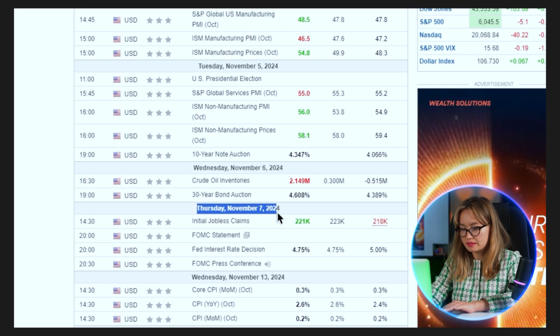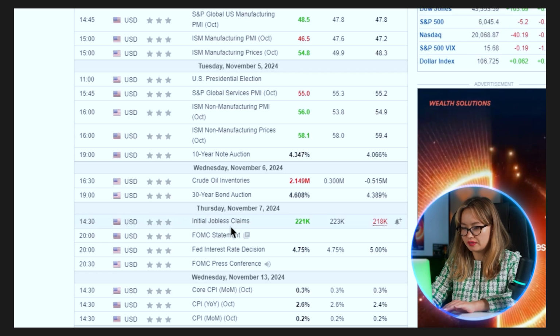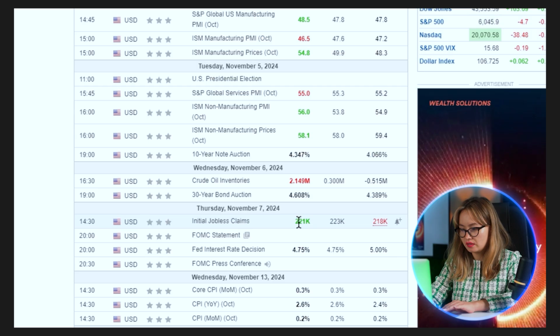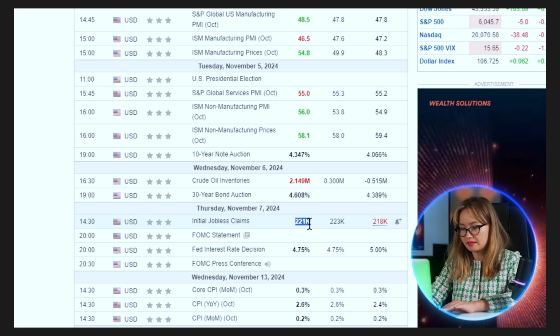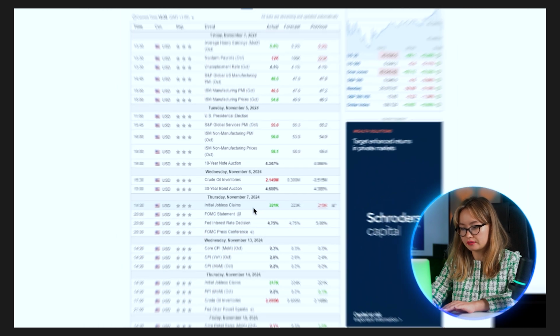We need November 7th. Here's the date. We see the release of initial jobless claims. A positive result as indicated by the numbers color. How did it affect the market?